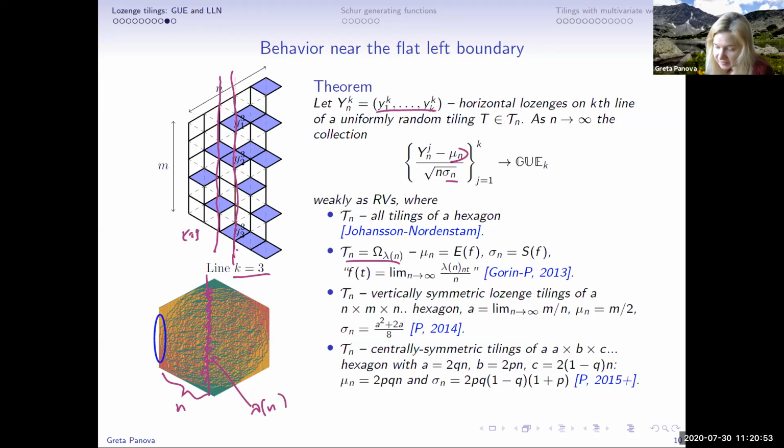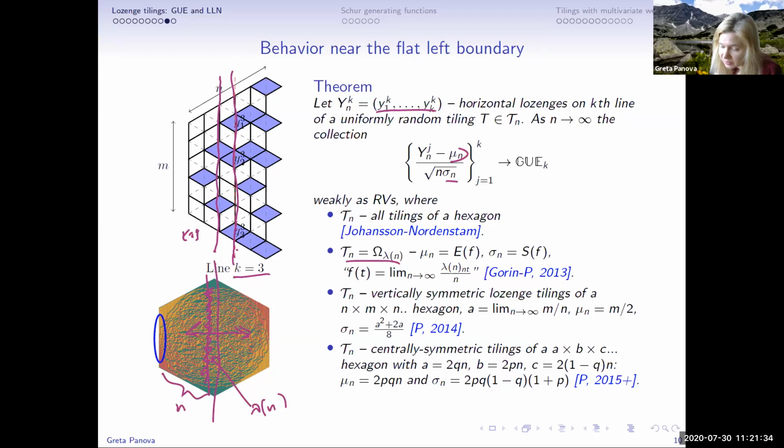So if lambda n has some limit shape itself, lambda n is our parameter, so we are allowed to parameterize it whichever way we want. Then we have this GUE. So the other picture that I was showing is when we have vertically symmetric lozenge tilings. These are vertically symmetric when we take our hexagon, in this case, because it wouldn't really work otherwise, and make the domain symmetric over the vertical line.